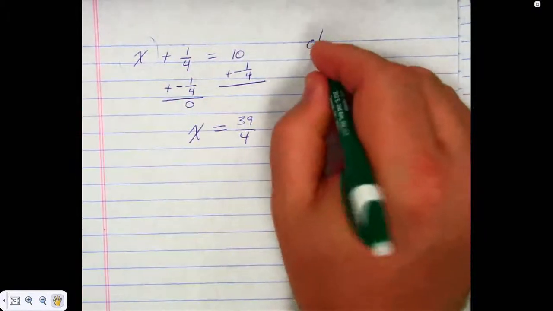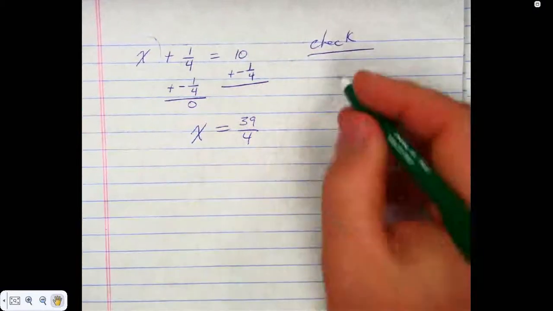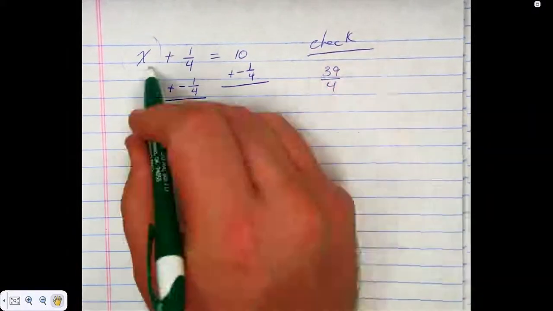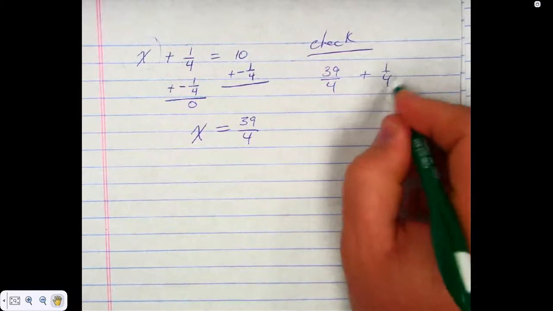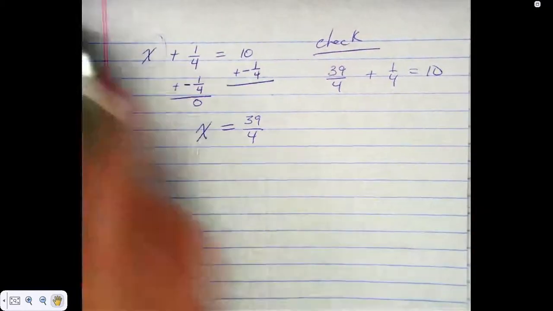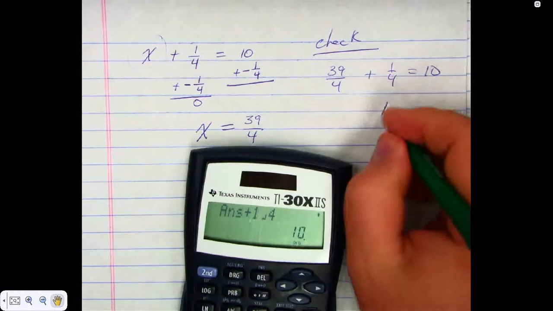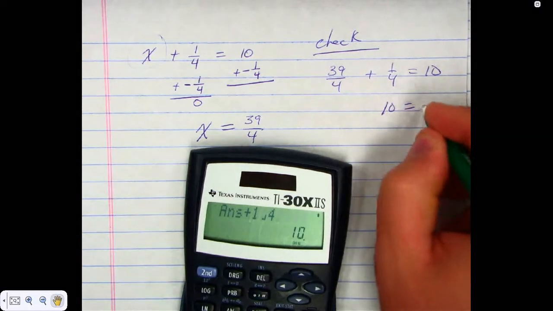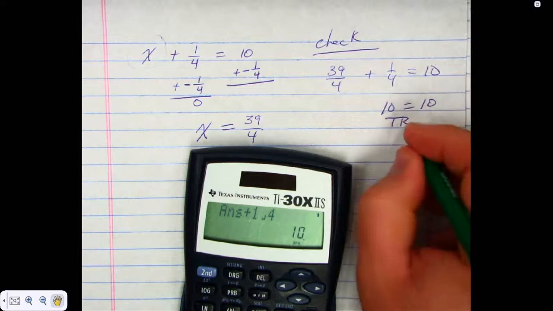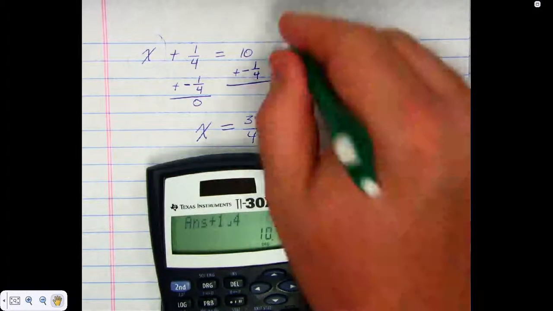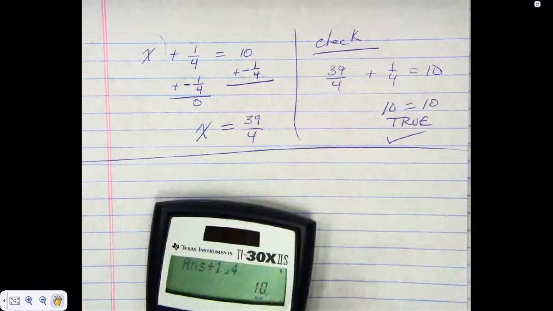Now, your check. I put 39/4 back in. 39/4 I put back in for x, plus 1/4 is equal to 10. So it's 39/4 plus 1/4 equals 10/10. Is 10 equal to 10? Is that a true statement? So it's checked. You're done with that problem.